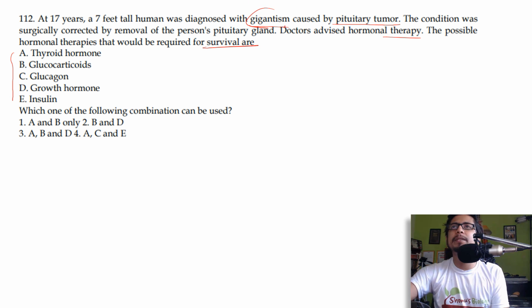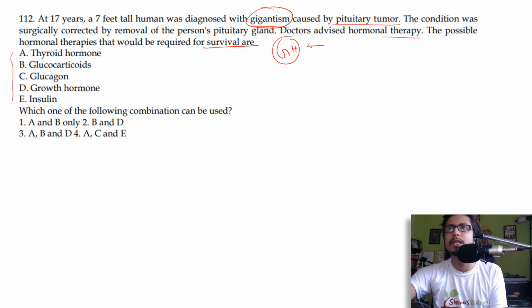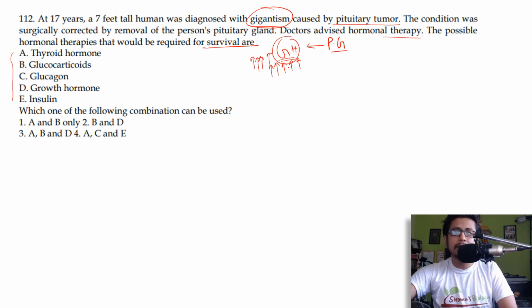The thing is, gigantism is caused due to the release of growth hormone, right? Growth hormone is released from the pituitary gland. Due to the much higher production of growth hormone, gigantism is caused. So the question here is that doctors surgically remove the pituitary gland so that the growth hormone cannot be produced. Okay, fine, but as the pituitary gland is removed, many other important hormones secreted by the pituitary gland cannot be produced as well.